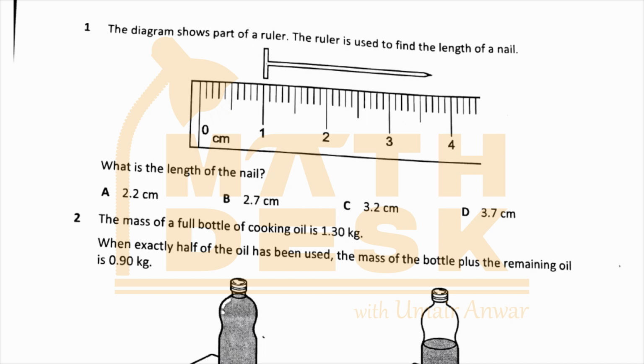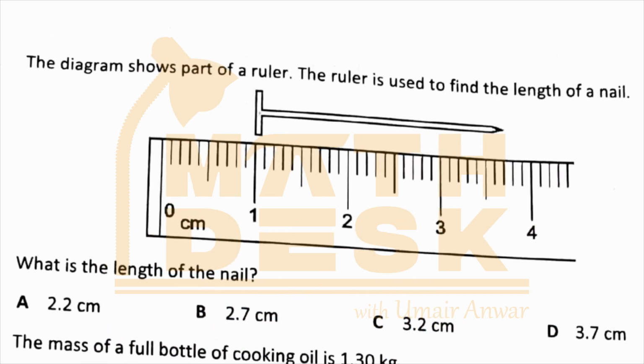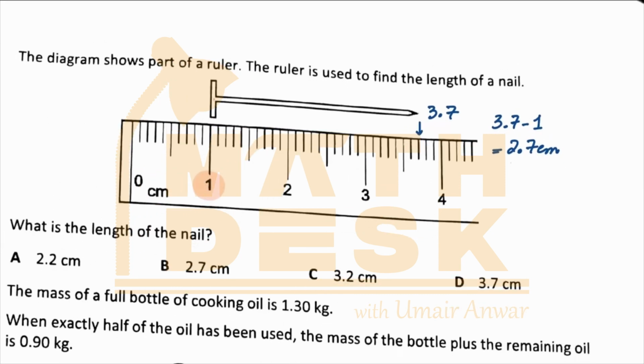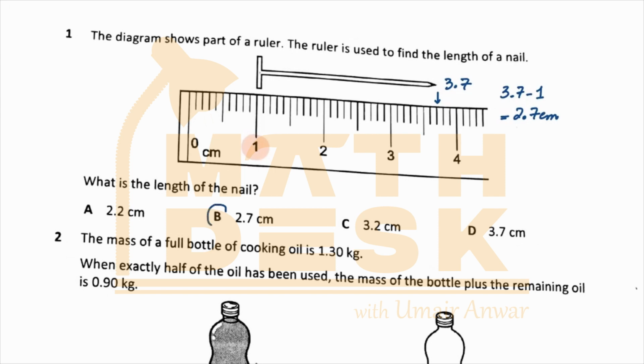Question number 1 says the diagram shows part of a ruler. The ruler is used to find the length of a nail. What is the length of the nail? So as we can see, the length of the nail is starting from 1 centimeter and it is ending at this mark of 3.7. So when we try to find out the length, we have to subtract 1 from 3.7. So we get an answer of 2.7 centimeters. Hence the correct option would be B in this MCQ.